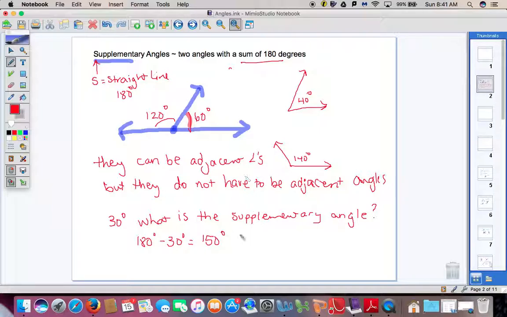Okay, so whenever we're talking about supplementary angles, we know that the sum is 180 degrees, and if you're looking for the supplementary angle, you would simply say it's 180 minus whatever the measure of the angle is. So if the measure of the angle was 30, your supplementary angle would equal 150. And if the measure of your angle was 62, then you would simply subtract 62 from 180 to figure out what that supplementary angle is.